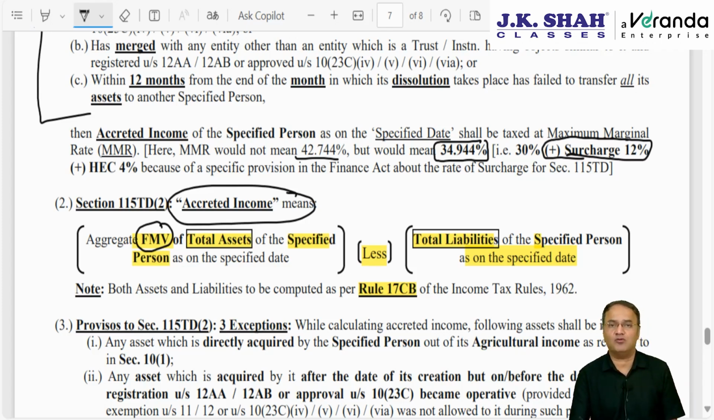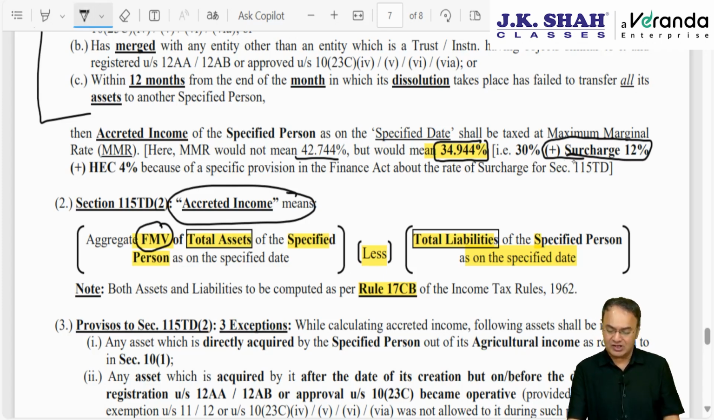Effective rate will be 34.944%. This you will have to remember. And if you can't remember, simply remember 30% plus surcharge 12%. Health and education cess will automatically pop up in your mind. No need to put in any efforts to remember.